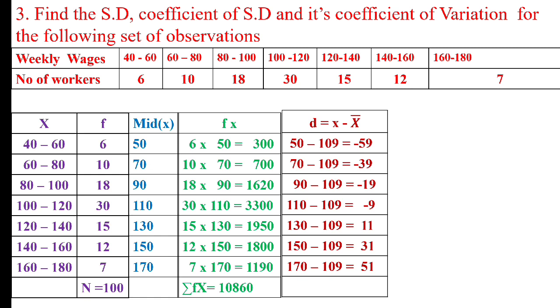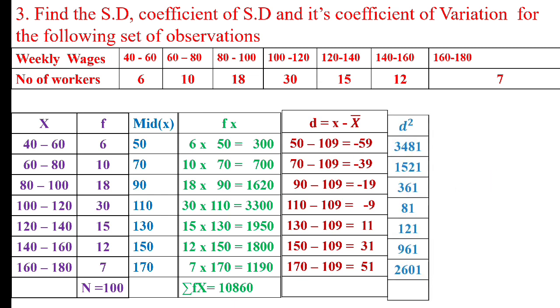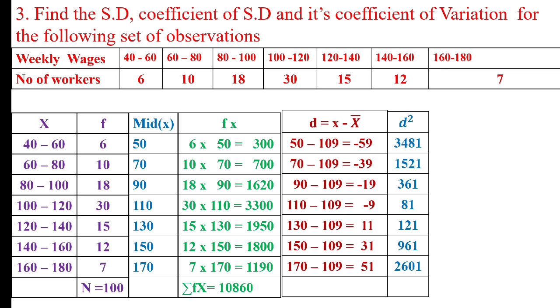So 50 minus 109 is minus 59, 70 minus 109 is minus 39, 90 minus 109 is minus 19, 110 minus 109 equals minus 9, 130 minus 109 equals 11, 150 minus 109 equals 31, 170 minus 109 equals 51. Now square them: 59 into 59, 3481; minus 39 into minus 39, 1521; 19 into 19, 361; 9 into 9, 81; 11 into 11, 121; 31 into 31, 961; 51 into 51, 2601.